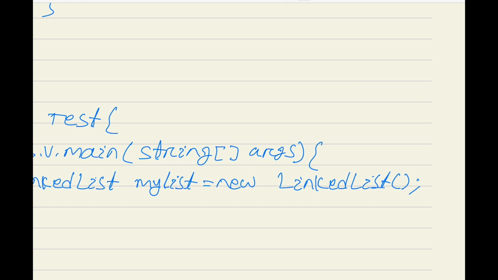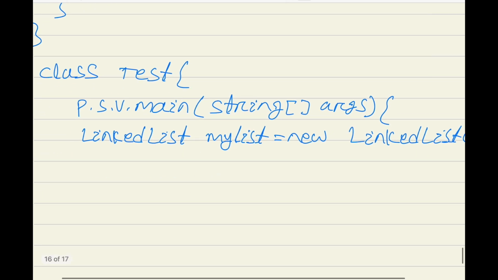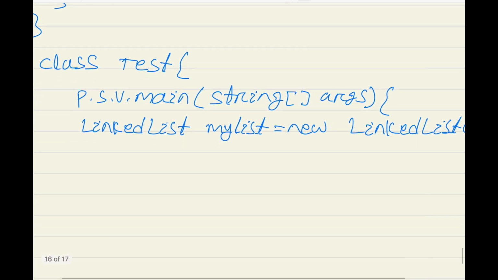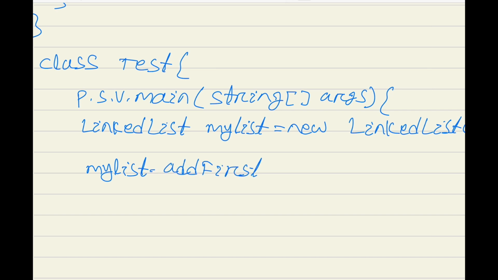Now we can add the elements to main list, or we can add the data to main list. Or we can say we can add the nodes to main list. So we can write like this: main list dot add first, because we have only defined the method add first for inserting new nodes to the list.